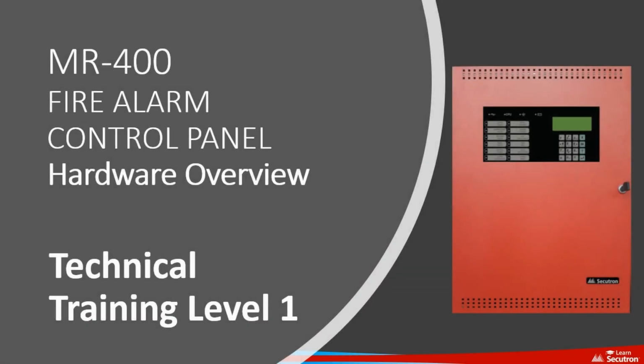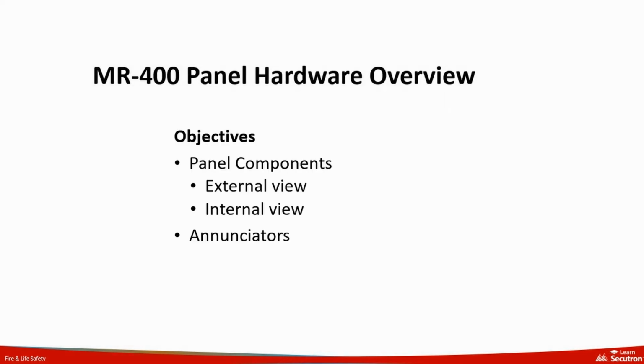Welcome to Technical Training Level 1 for the MR-400 Fire Alarm Control Panel. This section will provide a foundational understanding of the panel's hardware components, layout, and the role each part plays in the system's operation. Our objectives for this section are to understand the panel components from both external and internal perspectives and provide more detail on compatible annunciators with the MR-400 system.